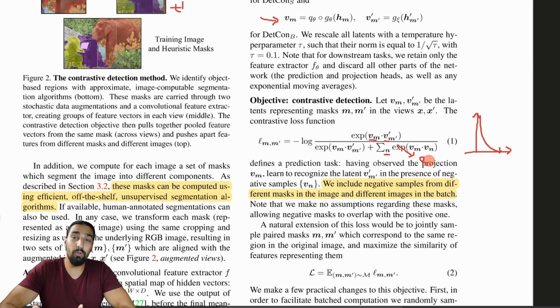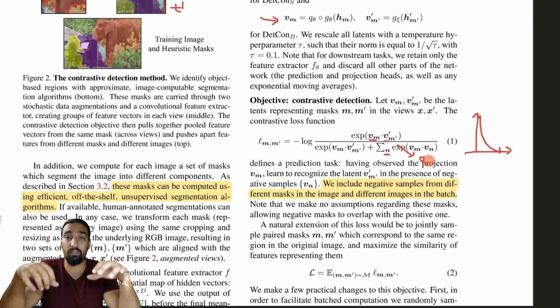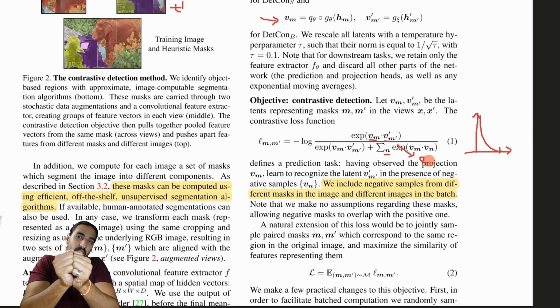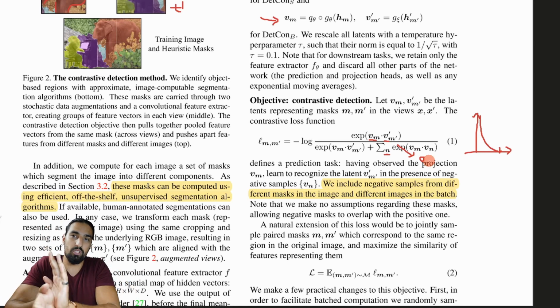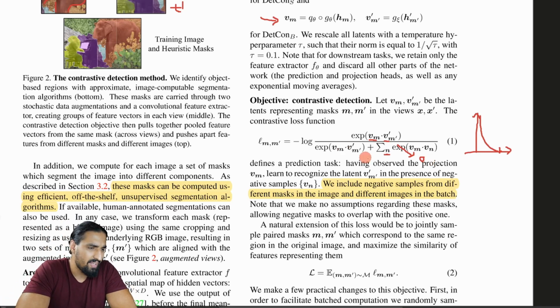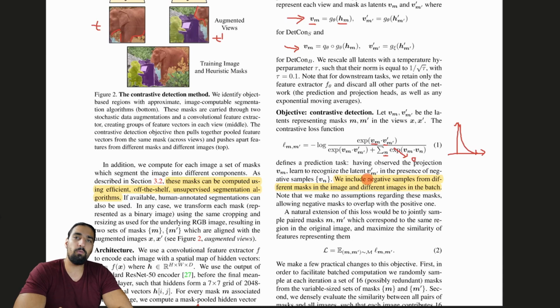That's a numerical intuition. But what happens in that process is that, as I said, the red vectors, or the vectors corresponding to the same mask, get clustered together, whereas all of the other vectors get pushed away from each other. And that's the whole idea. Nothing fancy there.